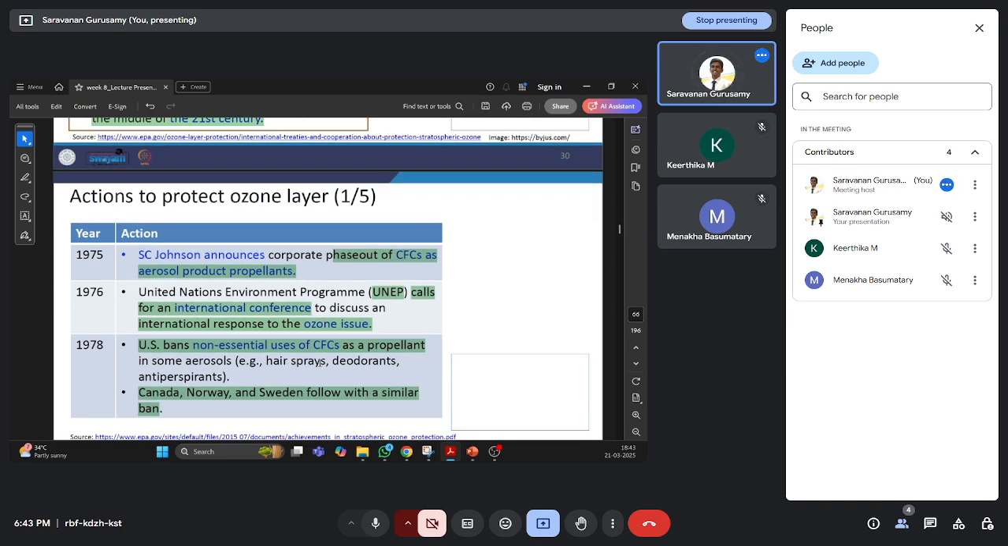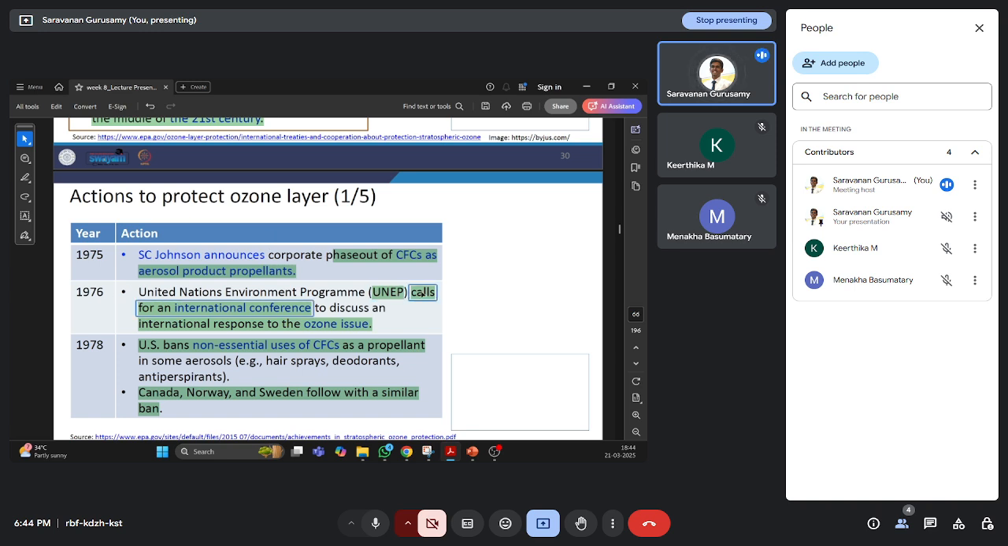So that's the aim. So 1975, S. Johnson announces cooperative phase out of CFCs as aerosol product propellant. So first he initiated to stop the CFCs usage. All the countries cooperated because it's a global issue, not only a national issue. All the countries came up and discussed this, and came up with an agreement to phase out the CFCs. So they didn't produce, and whatever they had produced, they are phasing out.